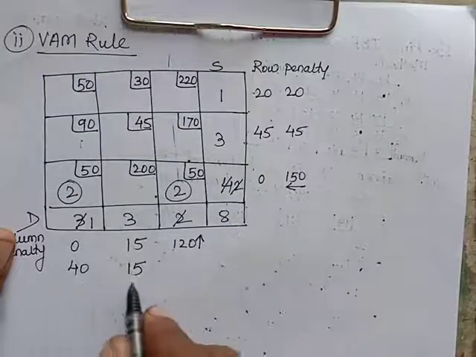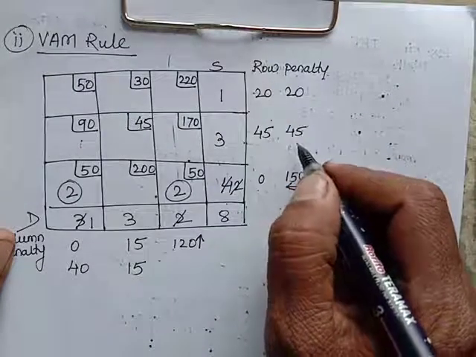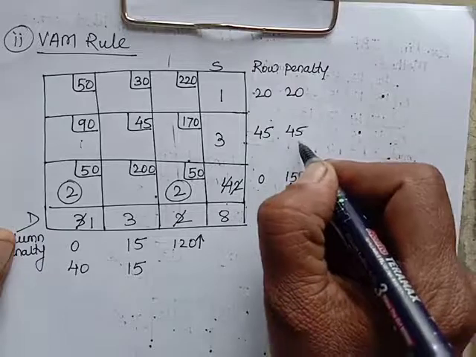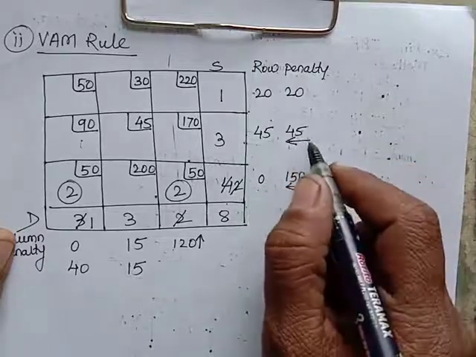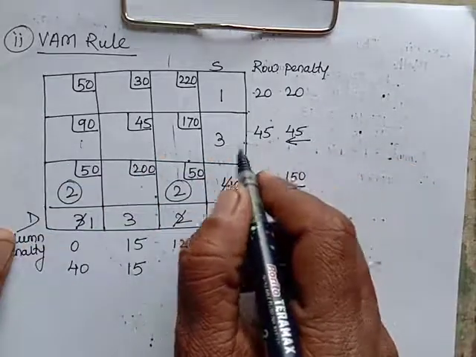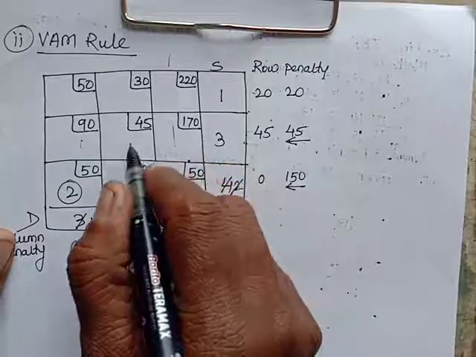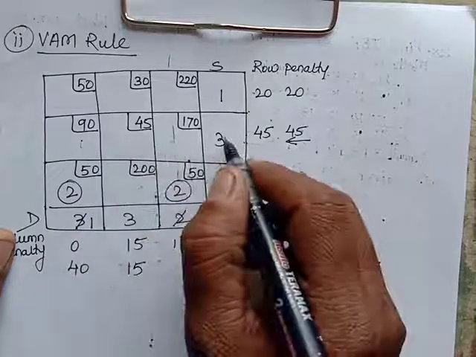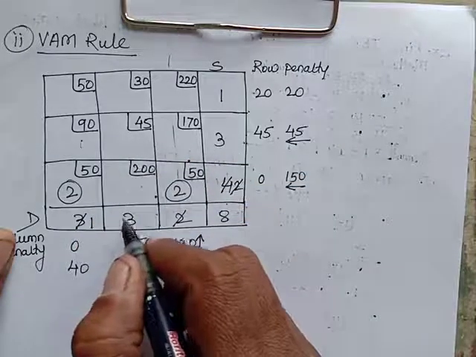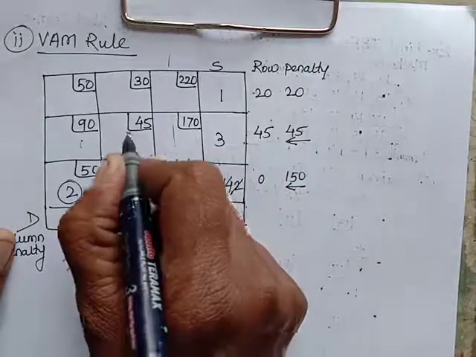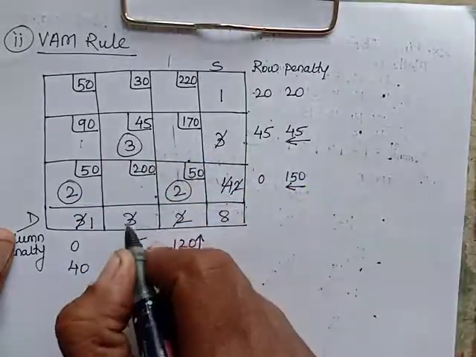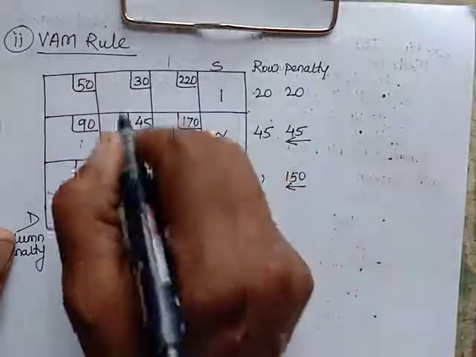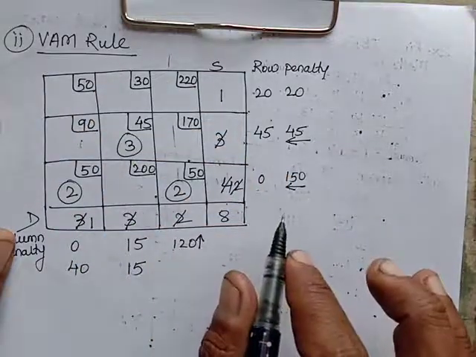Now out of 40, 15, 20, 25, which is the maximum? 45 is the maximum. So our next allocation is in this second row, with least cost, so it will be 45. So minimum of 3 and 3 is 3 itself. Fine. So both the row constraint as well as the column constraint get satisfied.